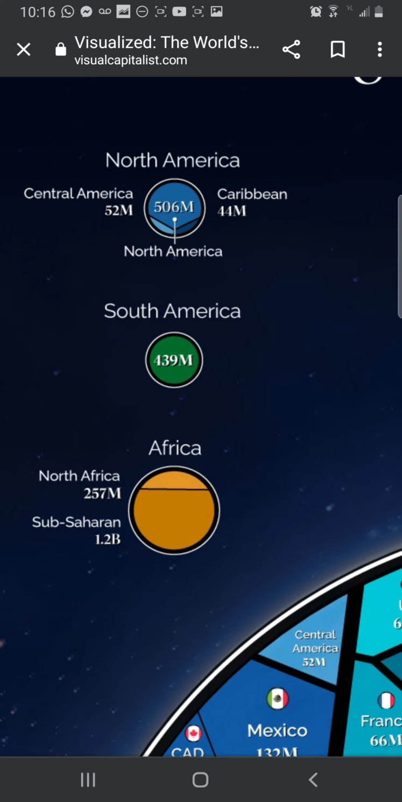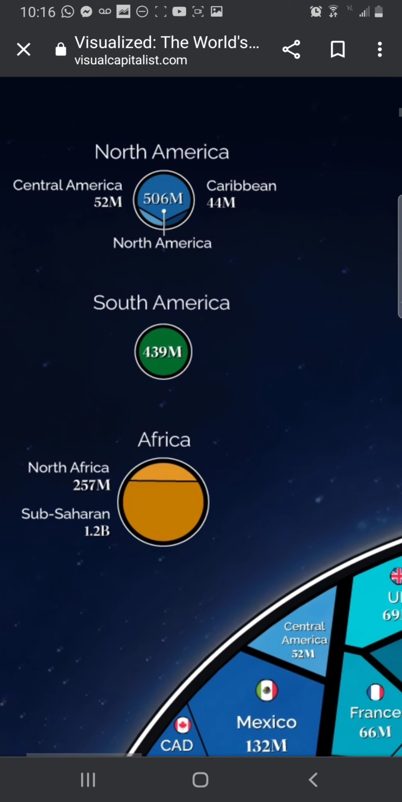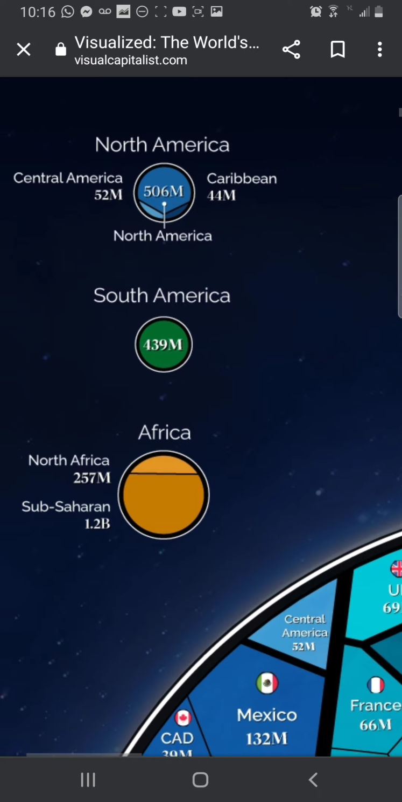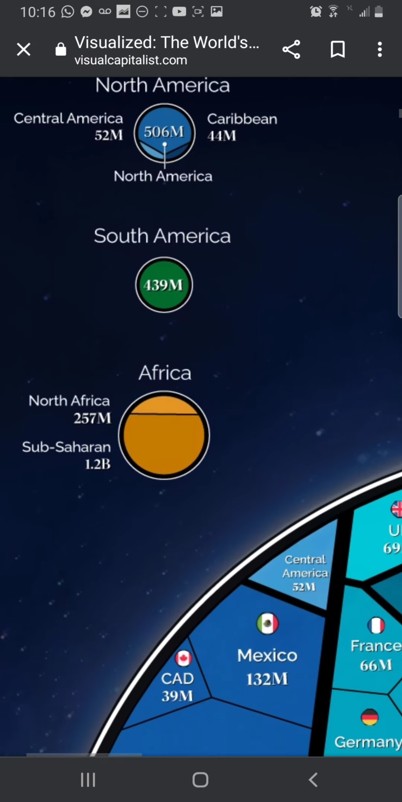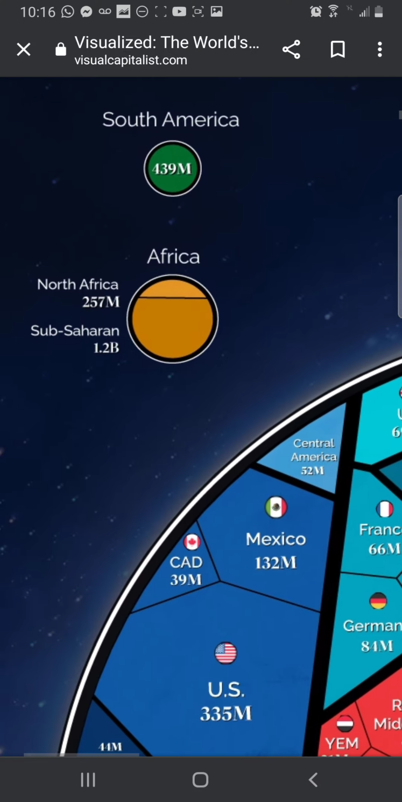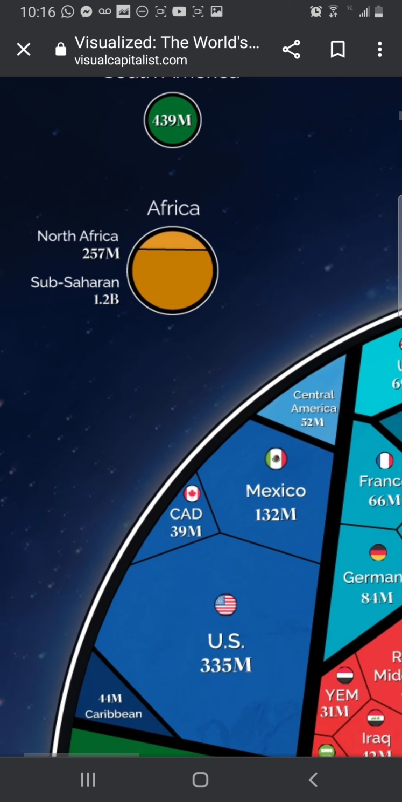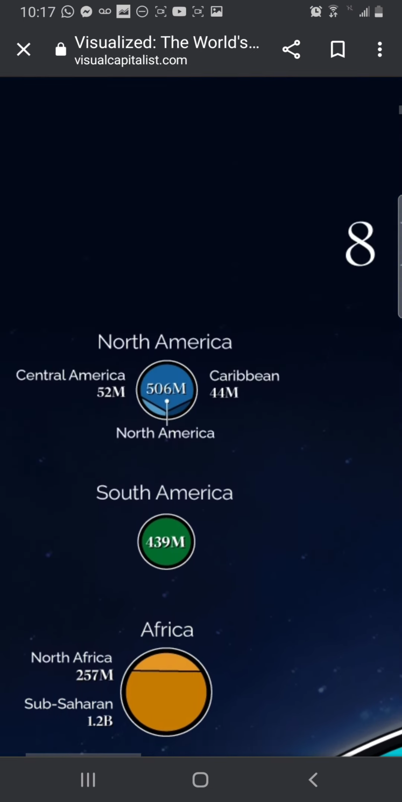Caribbean. So you have Central America, 52 million population, and 44 million population in the Caribbean. All the Caribbean add up, I guess. South America is 439 million. Africa, North Africa is 257 million. Sub-Saharan is 1.2 billion. Wow, that's a population right there, okay?